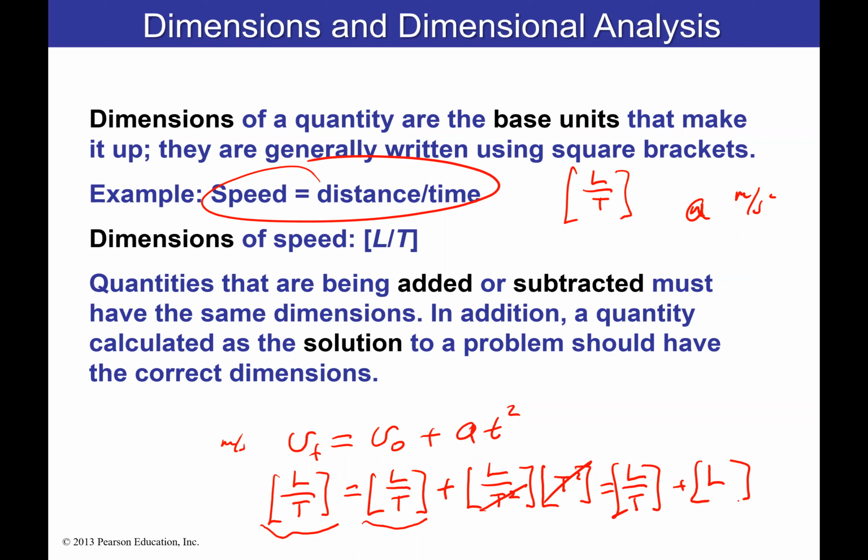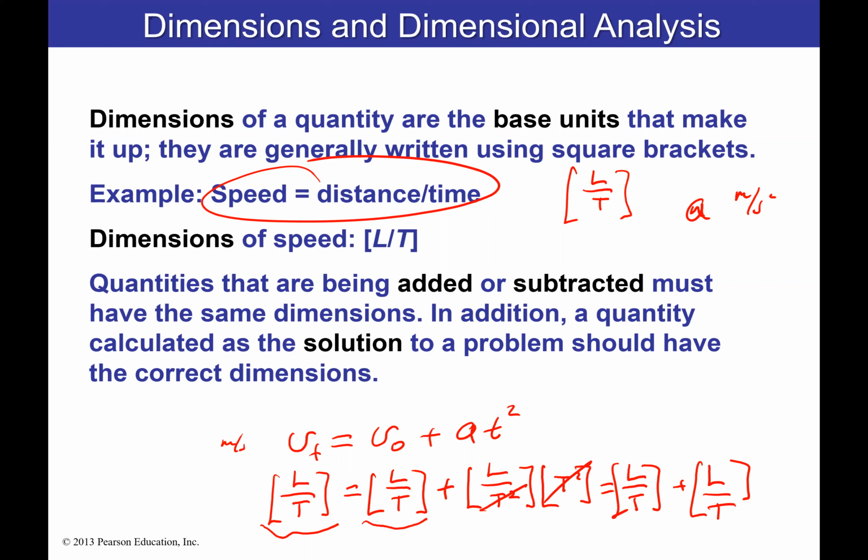Now the question is, does it make sense? Can I add length over time to another quantity that is length? Well, the answer is no, you cannot. You can only add two things that dimensionally match. In this case, length over time cannot be added to length. Those are like apples and oranges, okay? So what you can do is add length over time to another length over time.